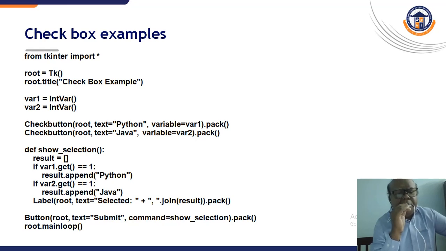And similarly, when you are selecting the first one, then the Python will be displayed. When you are selecting variable 2, when var2.get equal to 1, then you are appending the Java. Similarly, you are appending Python. When var1.get equal to 1, then you are appending Python, otherwise you are appending Java. And finally you are printing.